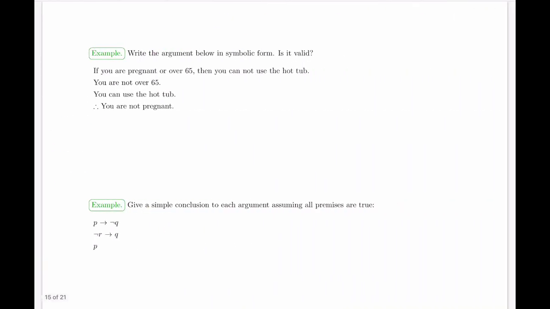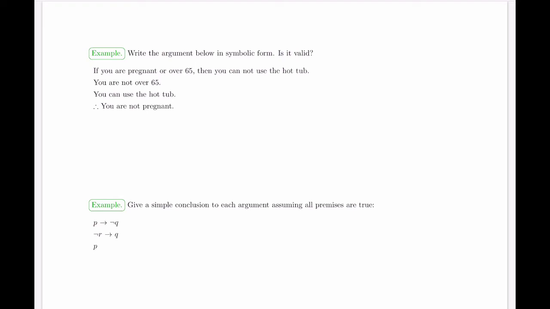But let's take a look at other examples of, first of all, word forms that we will have to turn into symbolic form and then think about the validity of. So the first example is as follows. If you are pregnant or over 65, then you cannot use the hot tub. You're not over 65, you can use the hot tub, therefore you're not pregnant.